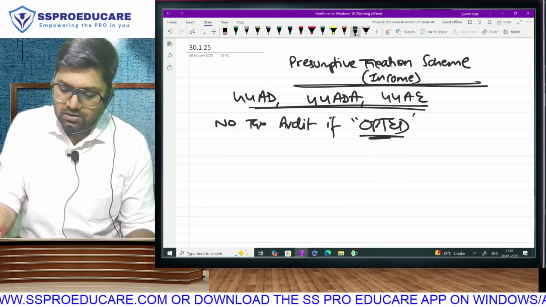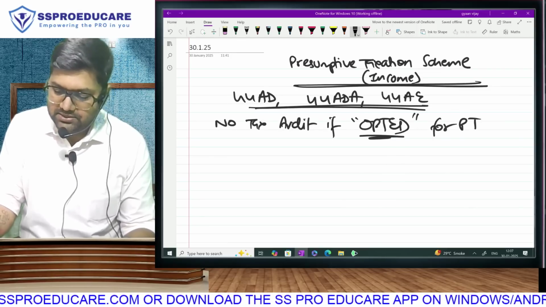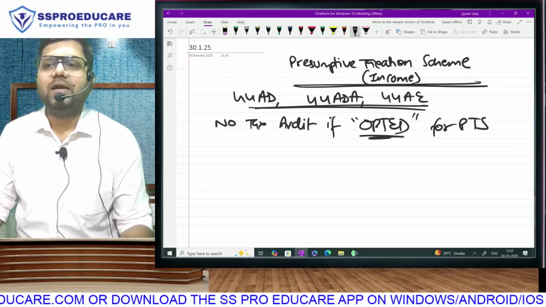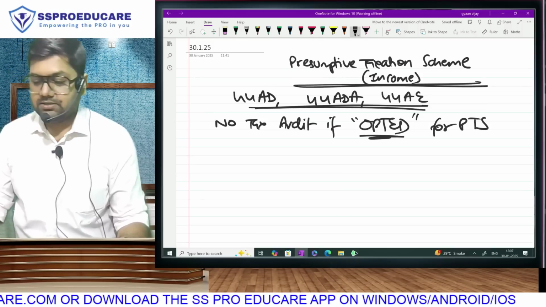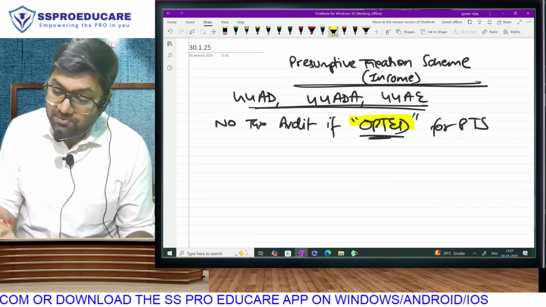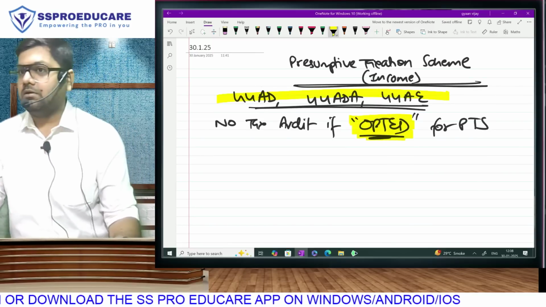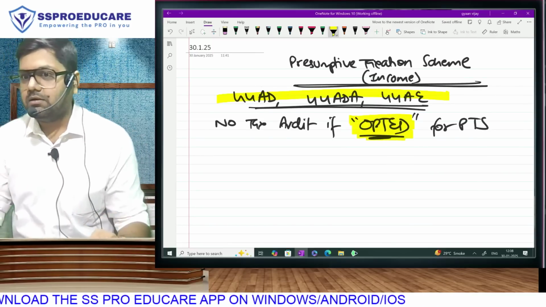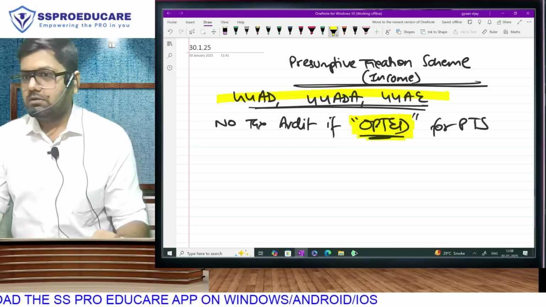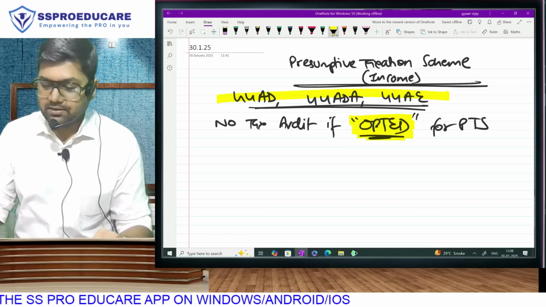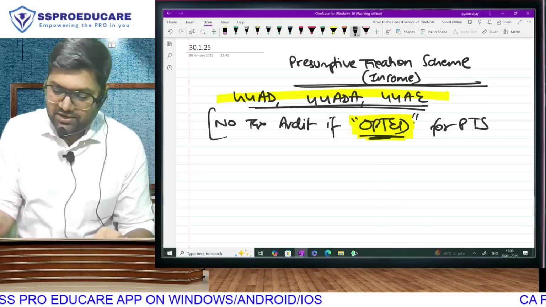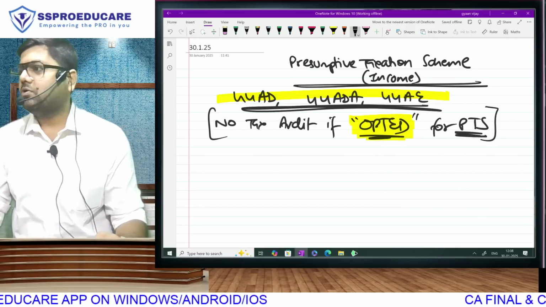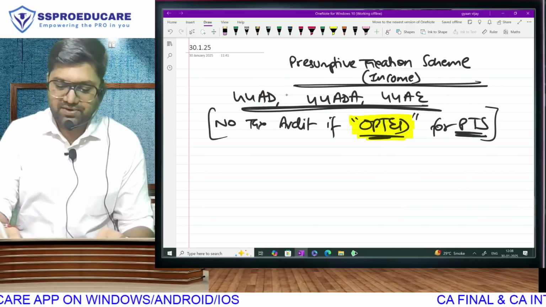However, there will be no tax audit if you have opted for PTS. This line, first of all, makes it clear that this whole scheme is optional. Because if this was compulsory, they would have never used a line like that. Is that clear? And second, we understand that if we take presumptive taxation in this part, then we don't have to do an audit. What is presumptive taxation?